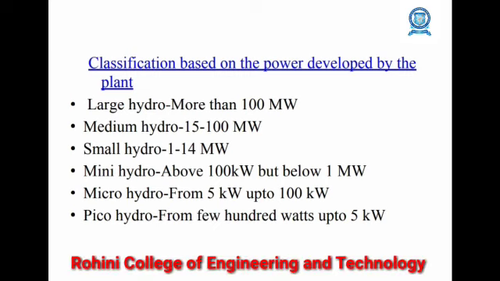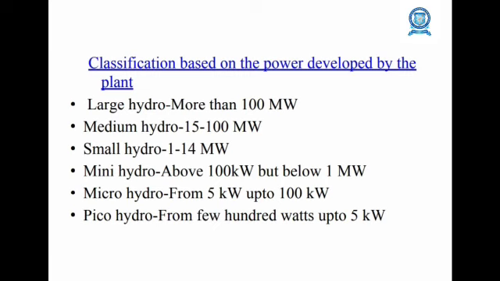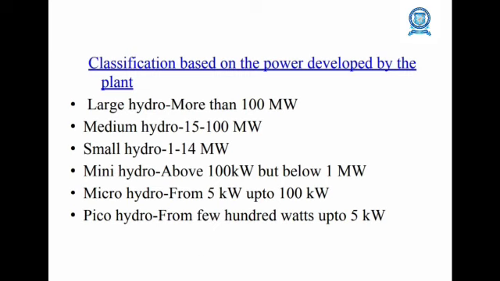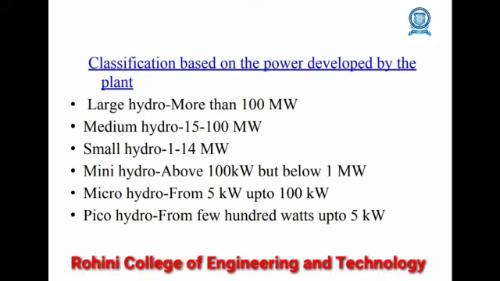The fourth one is the mini hydro plant, which is above 100 kilowatt to below 1 megawatt. The fifth one is the micro hydro power plant, which can produce from 5 kilowatt up to 100 kilowatt. And the sixth one is the pico hydro power plant, which can produce power from a few hundred watts up to 5 kilowatts.